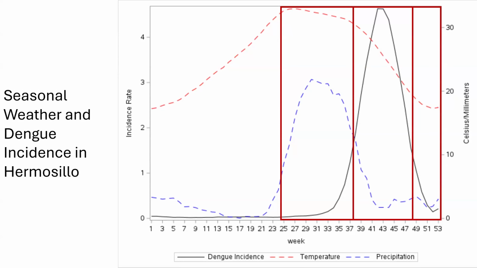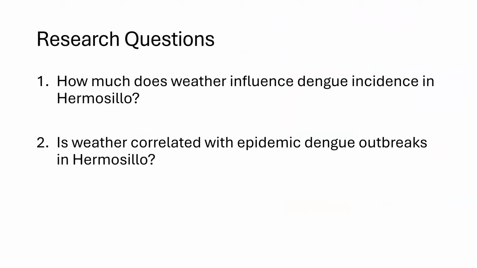So what we wanted to look at in this project is basically some statistics proving this. So we wanted to look at how much does weather influence dengue incidence in Hermosillo? Can we get some sort of quantification for how important this weather influence is on seasonal dengue incidence? And furthermore, do these weather variables have stronger correlations? Do they show us something about epidemic dengue outbreaks in the region? Do they affect how much dengue is occurring at a given time in the region? So to start with, we're going to look at how weather influences dengue incidence in Hermosillo.